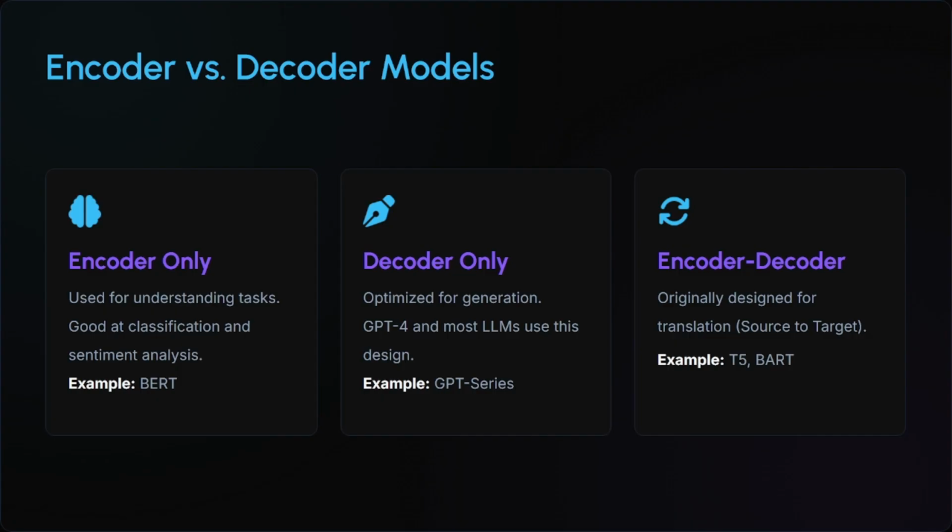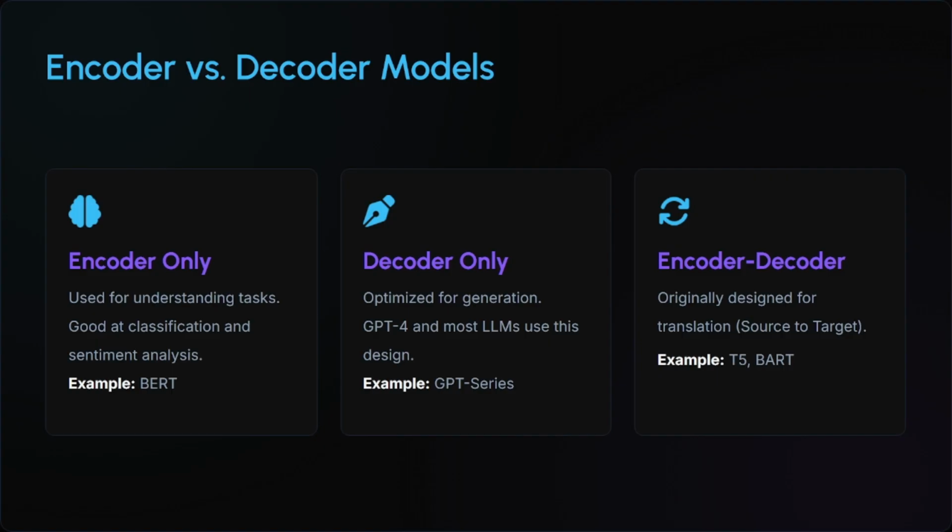You can see encoder versus decoder models. Encoders are used for understanding tasks, good at classification and sentiment analysis. But decoder-only models are optimized for generation, for example GPT-4, and most LLMs use only this design. So basically the decoder-only architecture is what is mostly used in today's world.